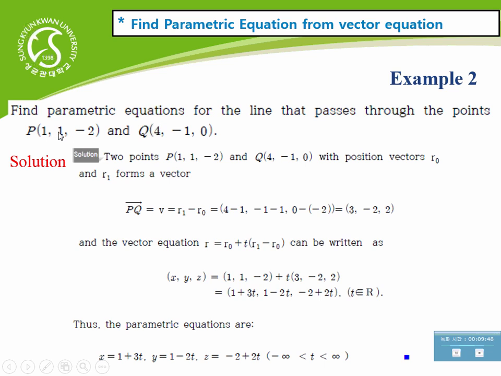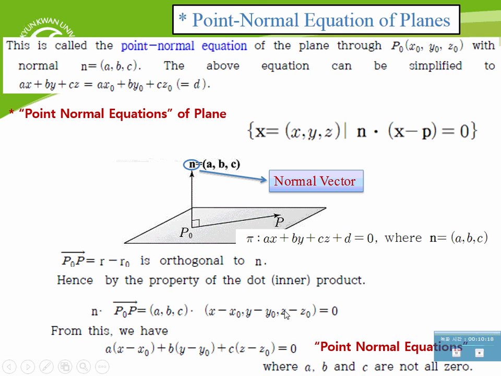If we choose the first one here, then the position vector is this point, which is R0, and this direction vector V is here, multiplied by t. So what we have is (1, 1, -2) plus t times this direction vector. This is a vector equation. From here, we can easily find the parametric equation like this. So this is a very easy implication.